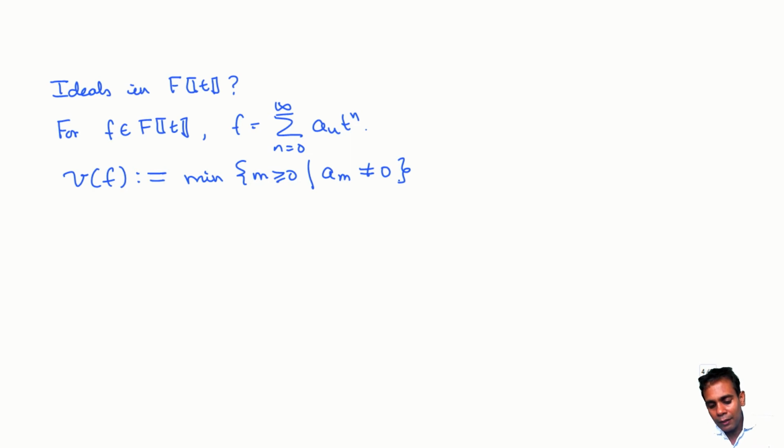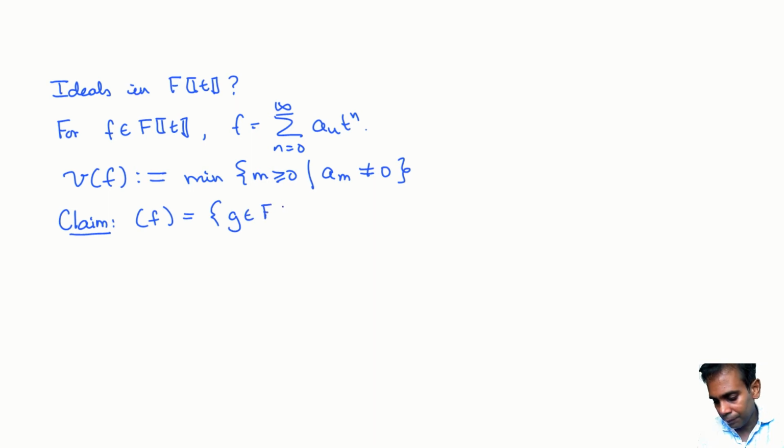So for example, if f is a unit, then we know that a0 is not equal to 0. So then the valuation of a unit is 0. And in fact, an element is a unit if and only if its valuation is 0. Now let's see what principal ideals in the formal power series look like. I claim that the ideal generated by f is the set of all g in F[[t]] such that the valuation of g is greater than or equal to the valuation of f.